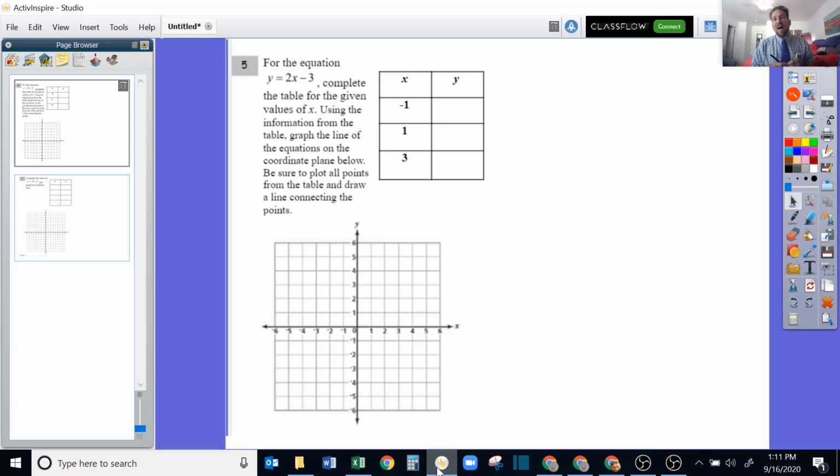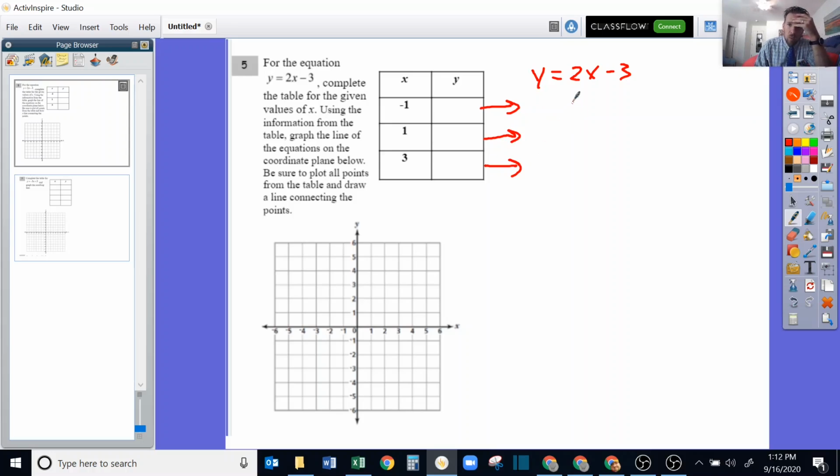So what we've got is an equation, and I'm asking you to fill in the table and then plot those points on the graph. So what we're asking you to do is take this equation, y equals 2x minus 3. And we're just going to plug in x equals -1, x equals 1, x equals 3.